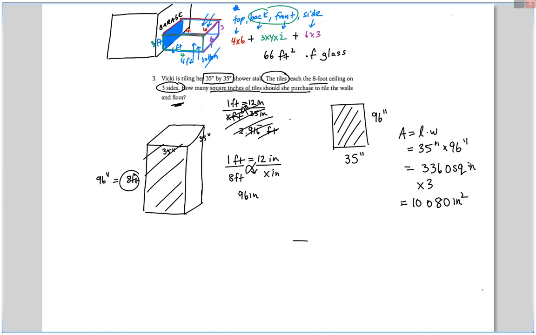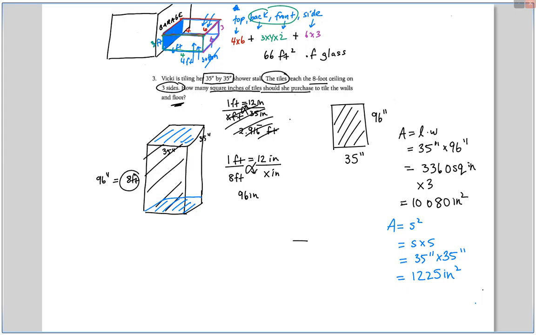So we're going to do the floor now. And the floor is a square. It's the same as this square. So the area of a square is side squared, which is basically just side times side. 35 inches times 35 inches, which is 1,225 square inches.